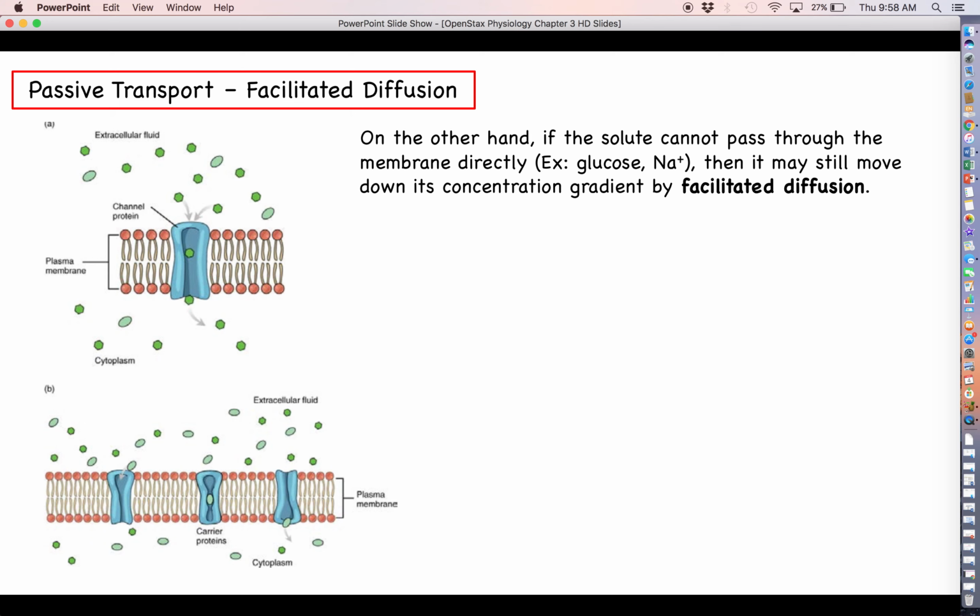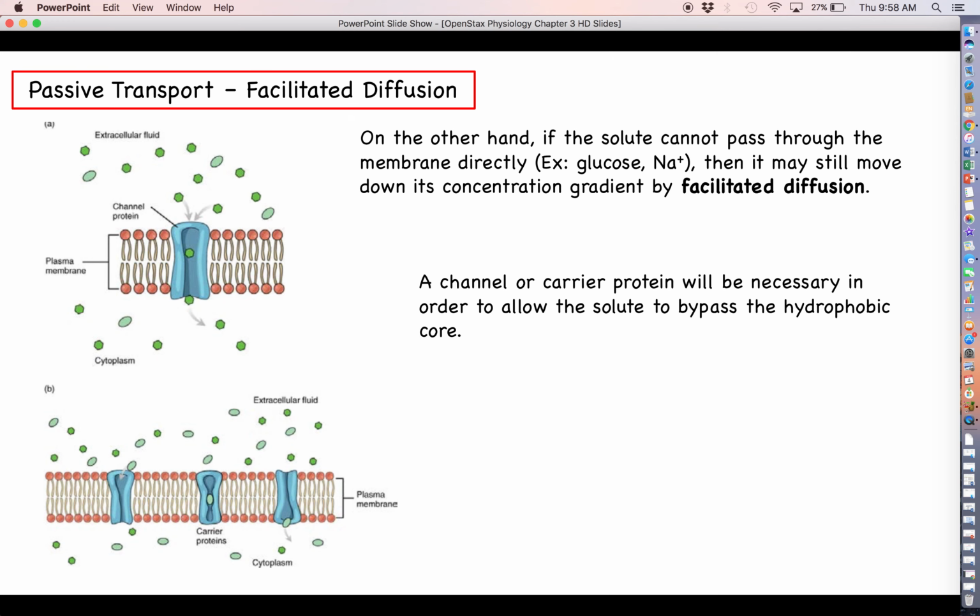Now, these are the sorts of things we said cannot pass through the membrane directly, so they cannot and will not move by simple diffusion. But for both of these things, it is still possible to have a concentration gradient. We can relieve those concentration gradients by what is called facilitated diffusion. The trick here is that since these solutes cannot move across the membrane directly, they will require a channel or a carrier protein to allow them passage through the membrane.